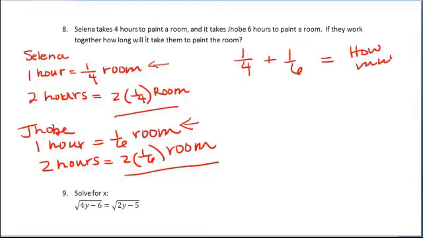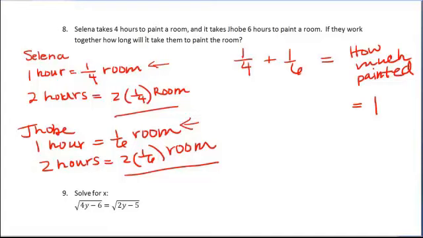Now, we want to figure out when they've painted the entire room. So we want this to equal 1. And then we're not sure how much time it'll take. Here we were saying for 1 hour it would be 1 times 1/4. For 2 hours it would be 2 times 1/4. So it's changing, it's varying.